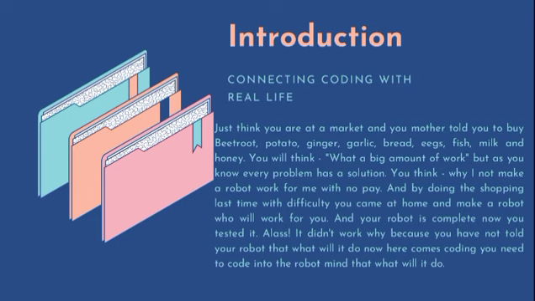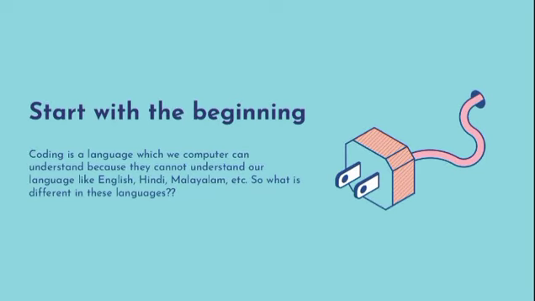Let's go to the next page. The next page is start with the beginning. If you are a beginner, then you need to know these facts. Coding is a language which computers can understand, because they cannot understand languages like English, Hindi, Malayalam, etc. So here it means that coding is a language that only computers can understand.